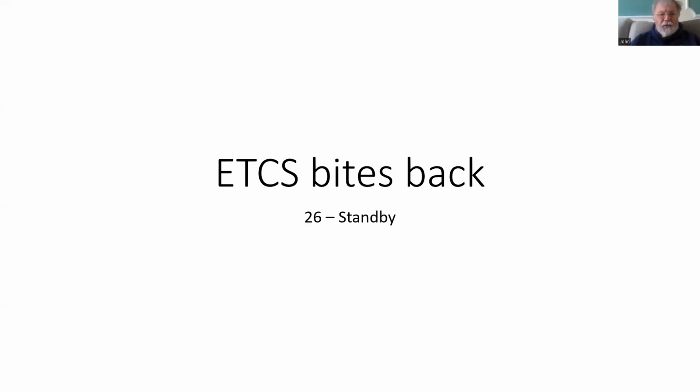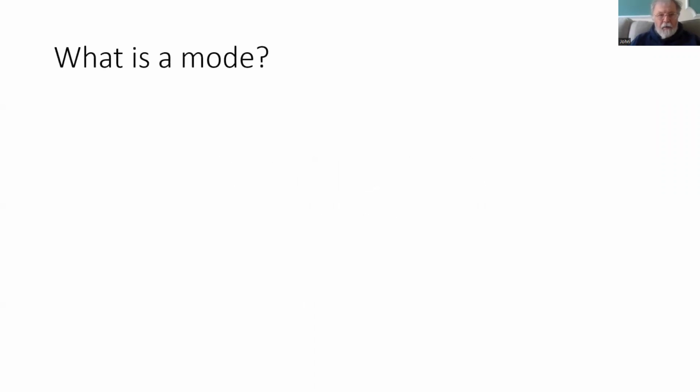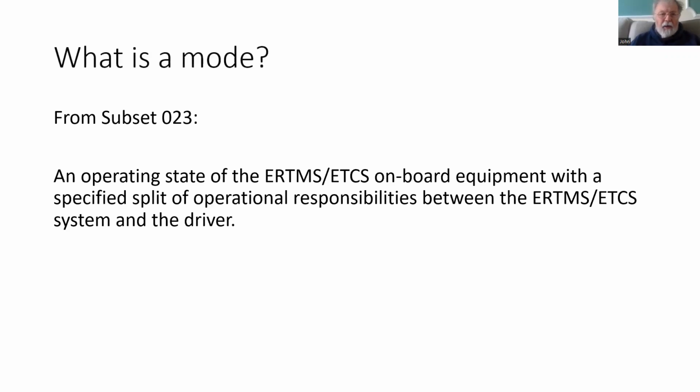So now for a little series on the modes that are available in ETCS. Now let's start with standby. But first, what is a mode? Well, we can turn to subset 23 and we'll find that it's defined as an operating state of the ETCS onboard equipment with a specified split of operational responsibilities between the ETCS system and the driver. That's quite a big mouthful, really, but as we go through, it'll all make sense.